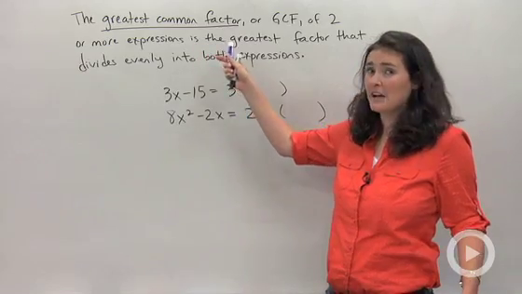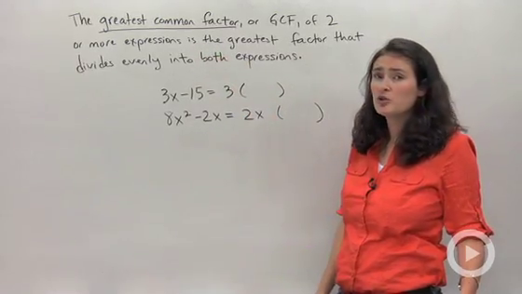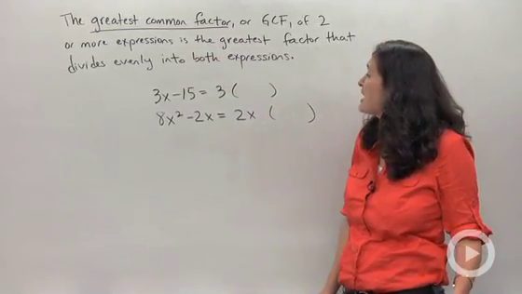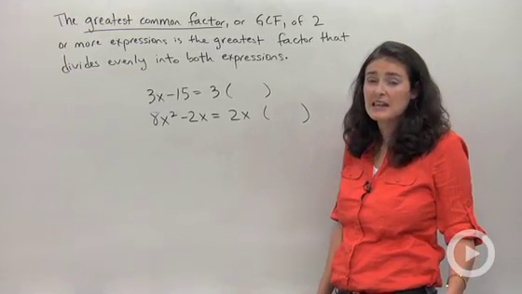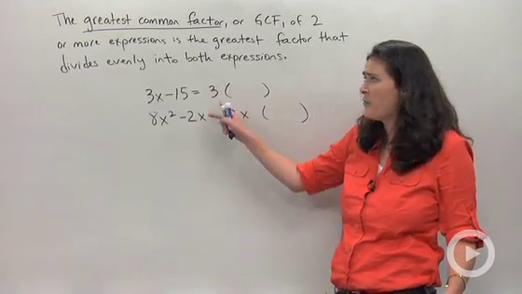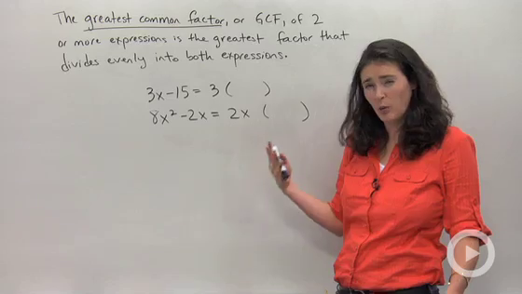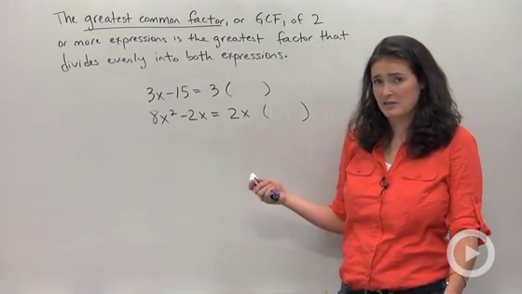The greatest common factor, or GCF, of two or more expressions is the greatest factor that divides evenly into both expressions. I have a couple examples for you because a lot of times words are kind of tricky, but the math stuff isn't so bad.